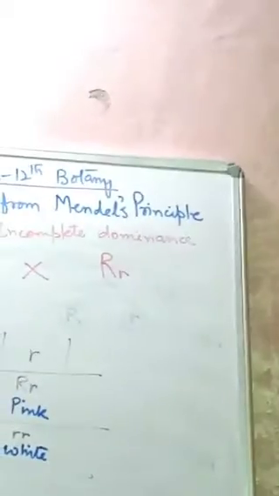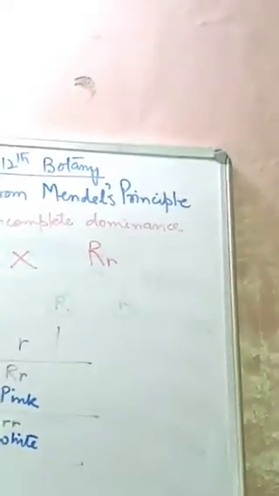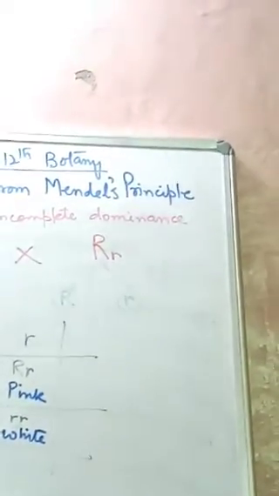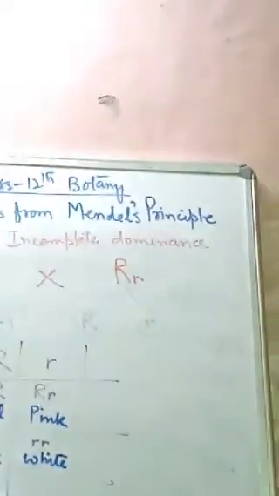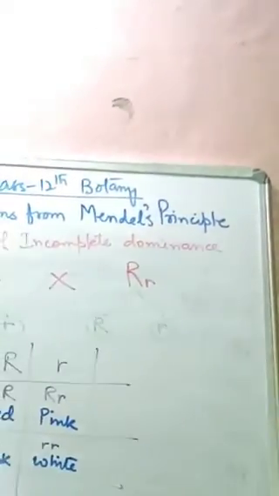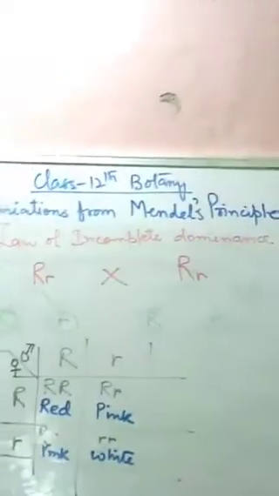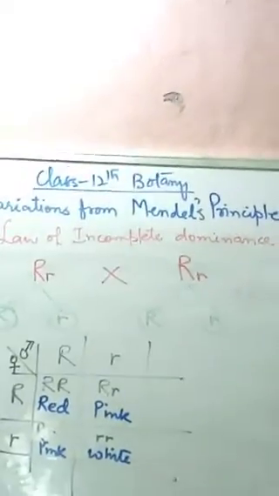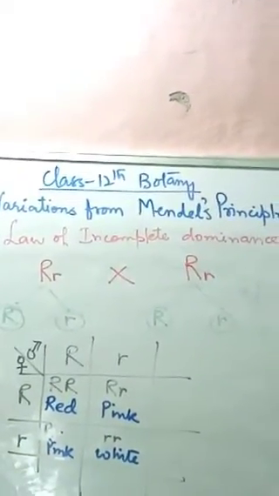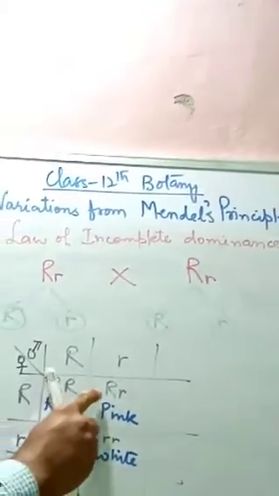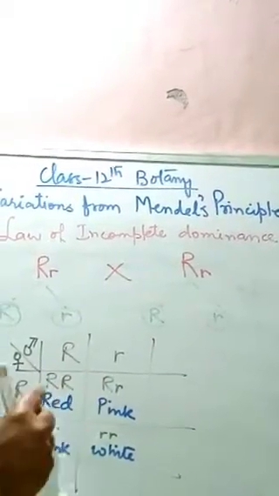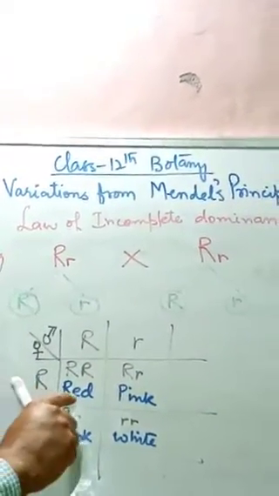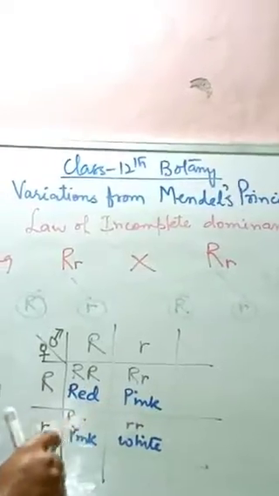So the phenotypic ratio will be 1:2:1, and the genotypic ratio will again be 1:2:1. If we consider Mendelism, this ratio would become 3:1. The genotypic ratio is 1:2:1: heterozygous, homozygous, homozygous. But the phenotypic ratio: this is red, this is pink, this is pink, this is white.